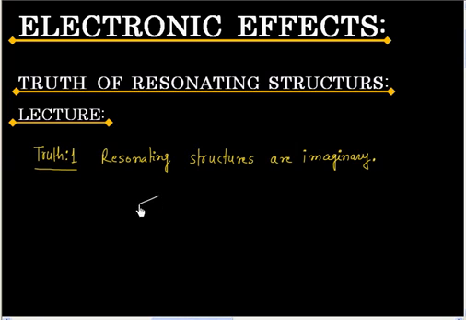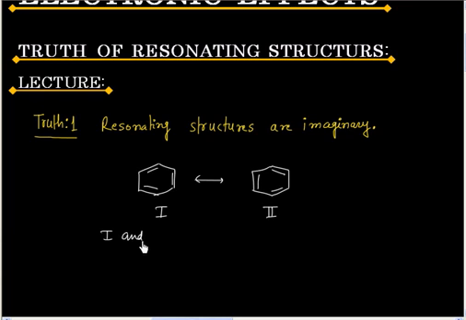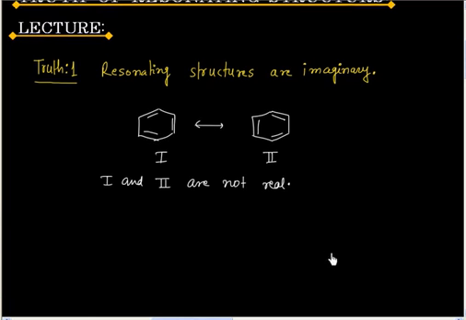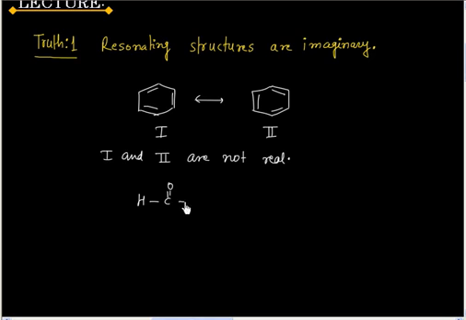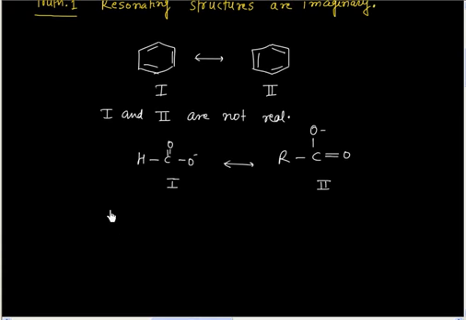For example, benzene has two resonating structures. Both of these resonating structures are not real. Similarly, formate also has two resonating structures, and these two resonating structures are not real and exist only on paper.